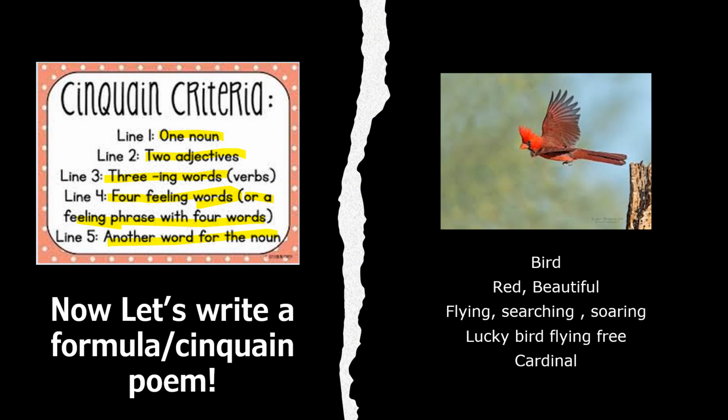The answer is yes. I started off with the noun, which is bird. Did I add 2 describing words? Red and beautiful. 3 ing words. Flying, searching, soaring. 4 feeling words. Lucky bird flying free. And on the last line, another word for the word bird, cardinal. See, a cinquain poem is a formula poem. It's very simple to do.